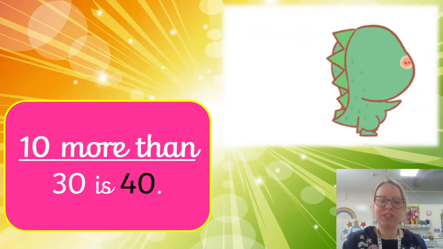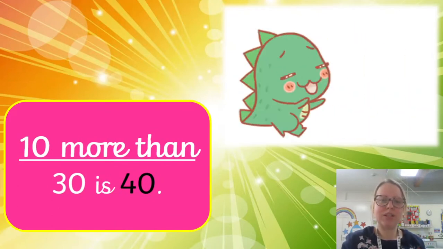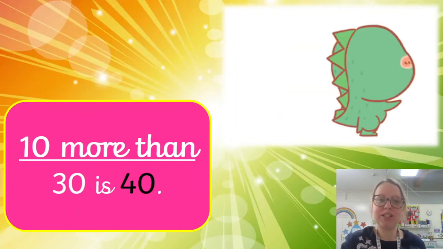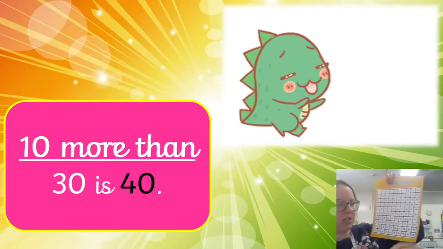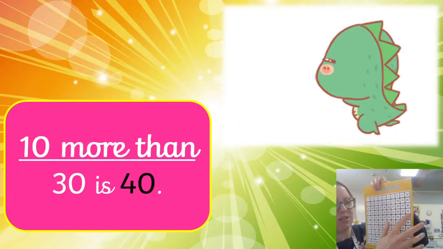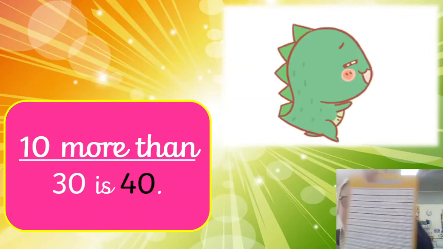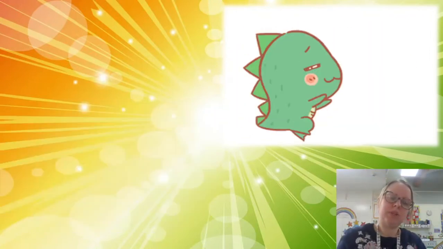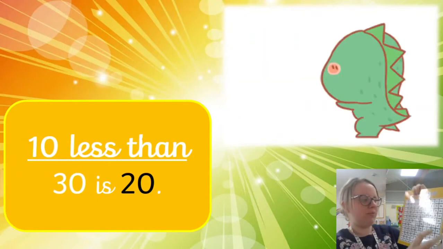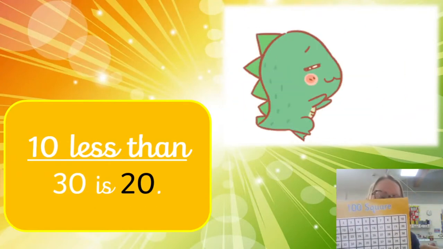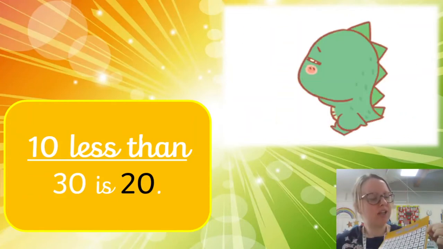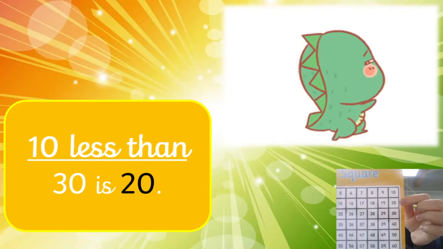So what was 10 more than 30? 10 more than 30 is 40. We had to do a jump down for that one because we're adding 10. So our answer was 40. So what was 10 less than 30? If you're doing 10 less, then you do a jump up. 10 less than 30 is 20.